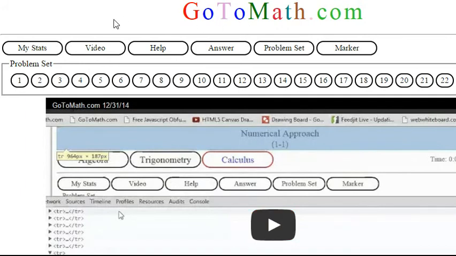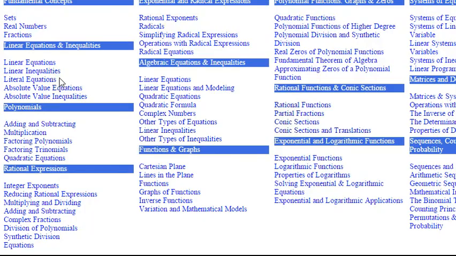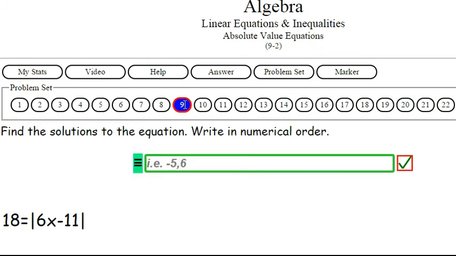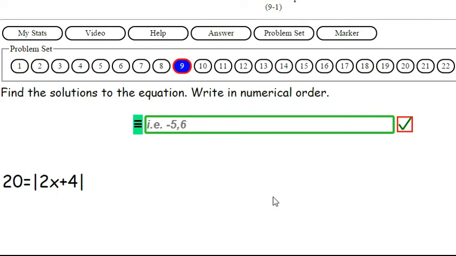Hey, we're over here at GoToMath.com. Click on the algebra. Let's go down to absolute value equations. And what are we doing? 9.1, I believe. I think that's what we need to be looking at. Find the solutions to the equation, write in numerical order. So, whoa, what's going on here? This ought to be really old hat for you. Trivial. Let's go ahead and write this down.